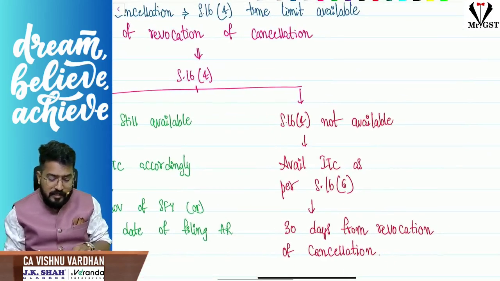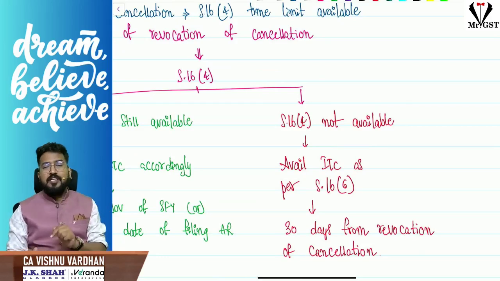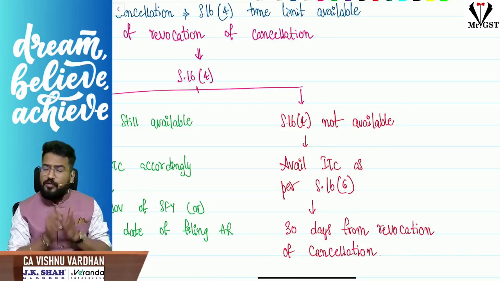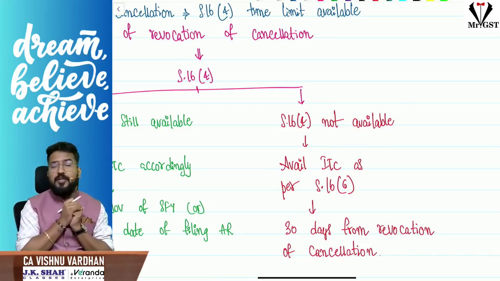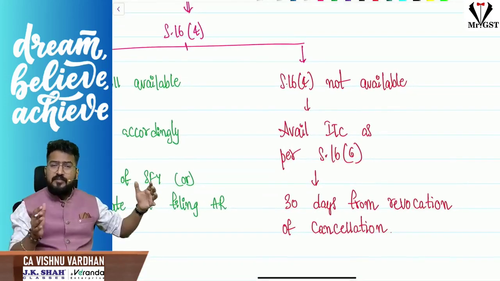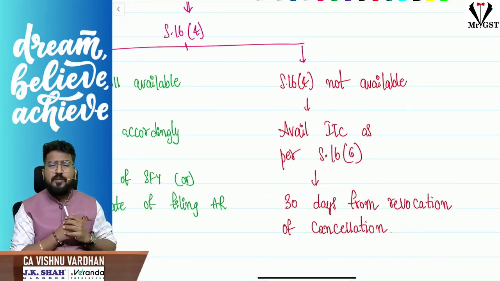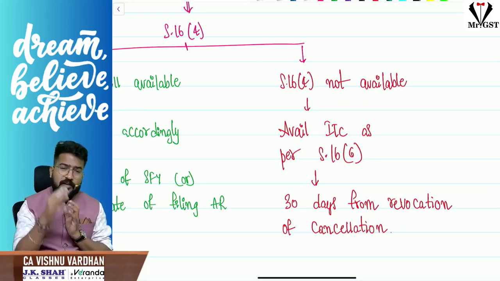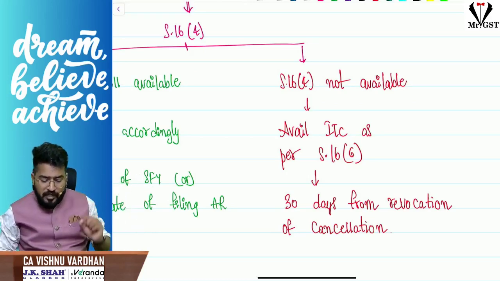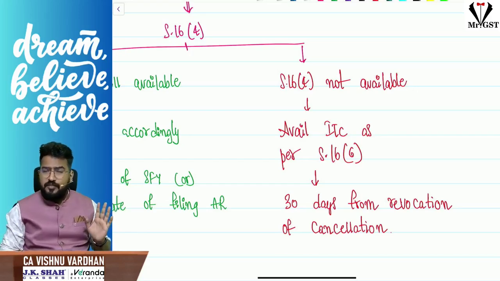But sir, at the time of cancellation, the Section 16(4) time limit was available, but at the time of revocation, the Section 16(4) time limit was not available. Then what should I do? Don't worry, for you Section 16(6) is coming to help. So Section 16(6) says you can take ITC for that period, the cancellation to revocation period, for any returns where the Section 16(4) time limit for availing ITC is over. Still, if you want, you can take ITC by filing those returns, the 3B, all that, within 30 days from the date of the revocation order.